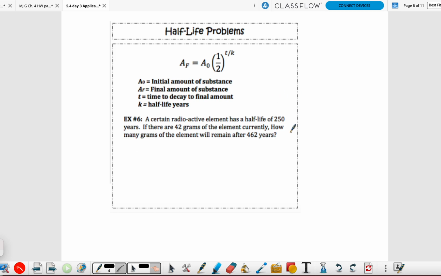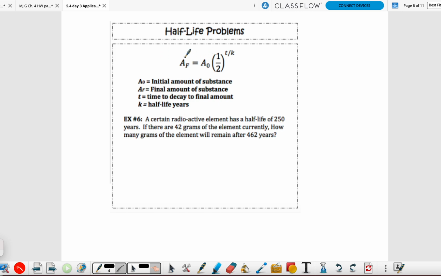Last thing we're going to talk about in this video is half-life problems. Once again, you probably remember these from Algebra 2 as well. This is more used in like a science context. So this is where different substances decay at different rates, and we call that a half-life, how long it takes for the substance to become a half of what it used to be.